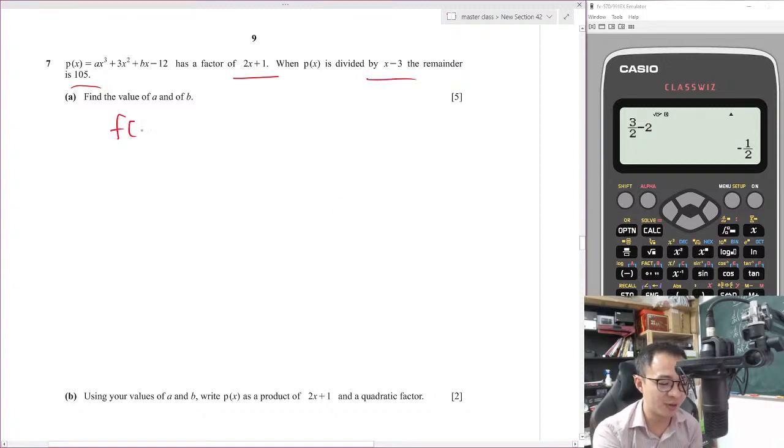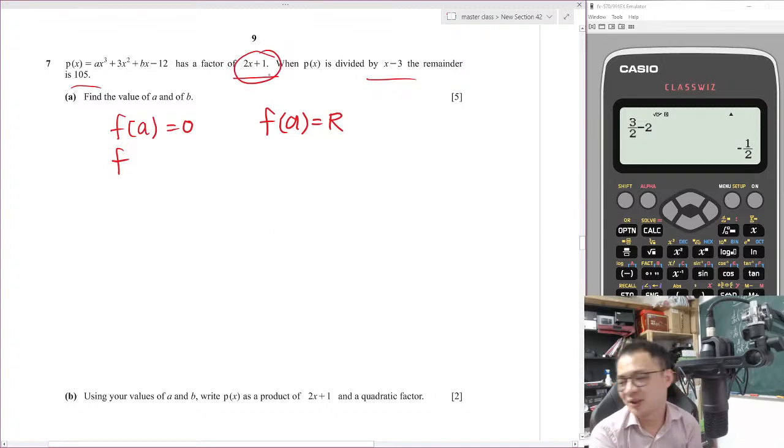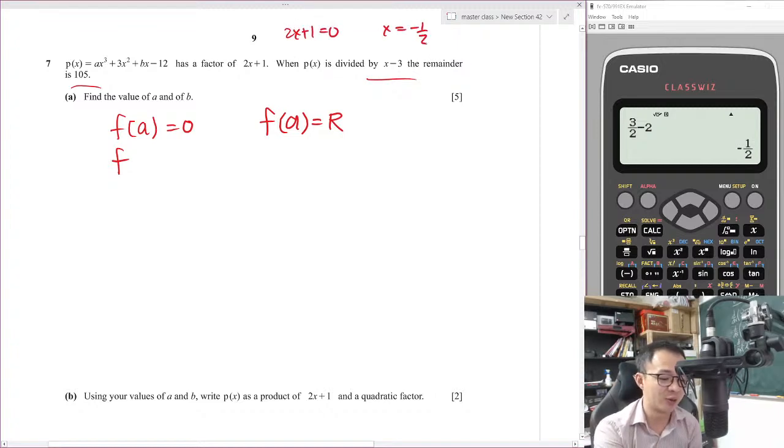So factor theorem tells you f(a) equals 0, remainder theorem tells you f(a) equals r. What is the a value here? It is when you make your divisor equal to 0. Basically, you make 2x plus 1 equals 0, and you will get x equals negative 1 over 2. So this is f(negative 1 over 2) equals 0. If you make x minus 3 equals 0, you will get x equals 3, and your remainder is 105. You see here it is equal to 0 because it's the factor.